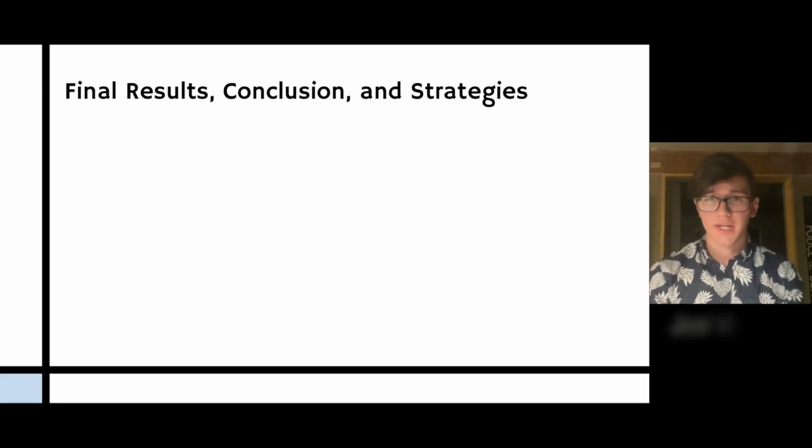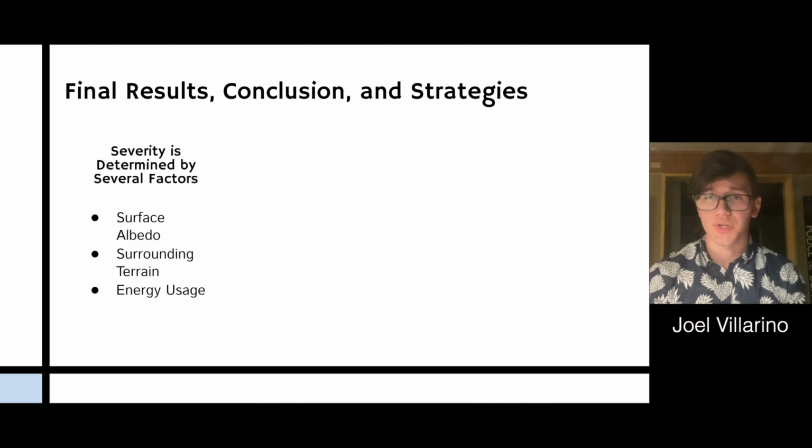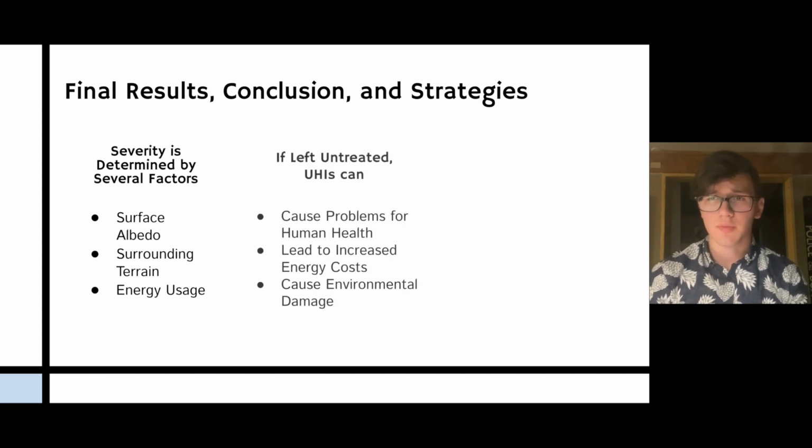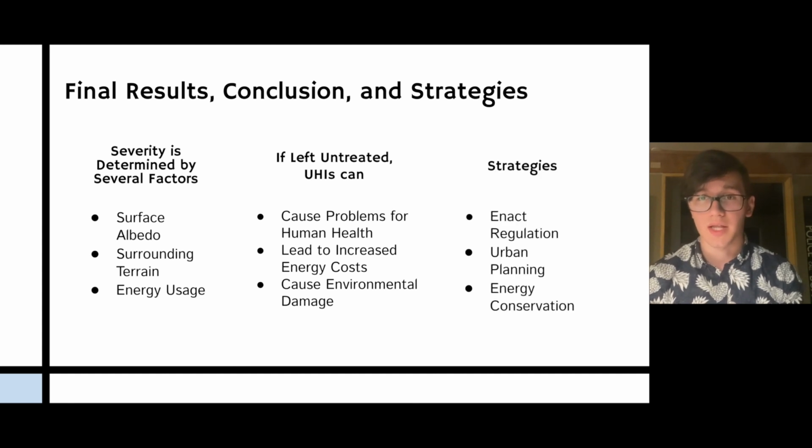As presented in the data, the severity of the urban heat island, or UHI effect, varies greatly across the city of San Francisco. Surface albedo, surrounding terrain, and energy use all play a role in the development of UHIs. The increased temperature caused by UHIs can have drastic consequences for human health, such as causing heat strokes, increasing the concentration of air pollutants, and exacerbating pre-existing health conditions. However, there are ways to combat the urban heat island effect.